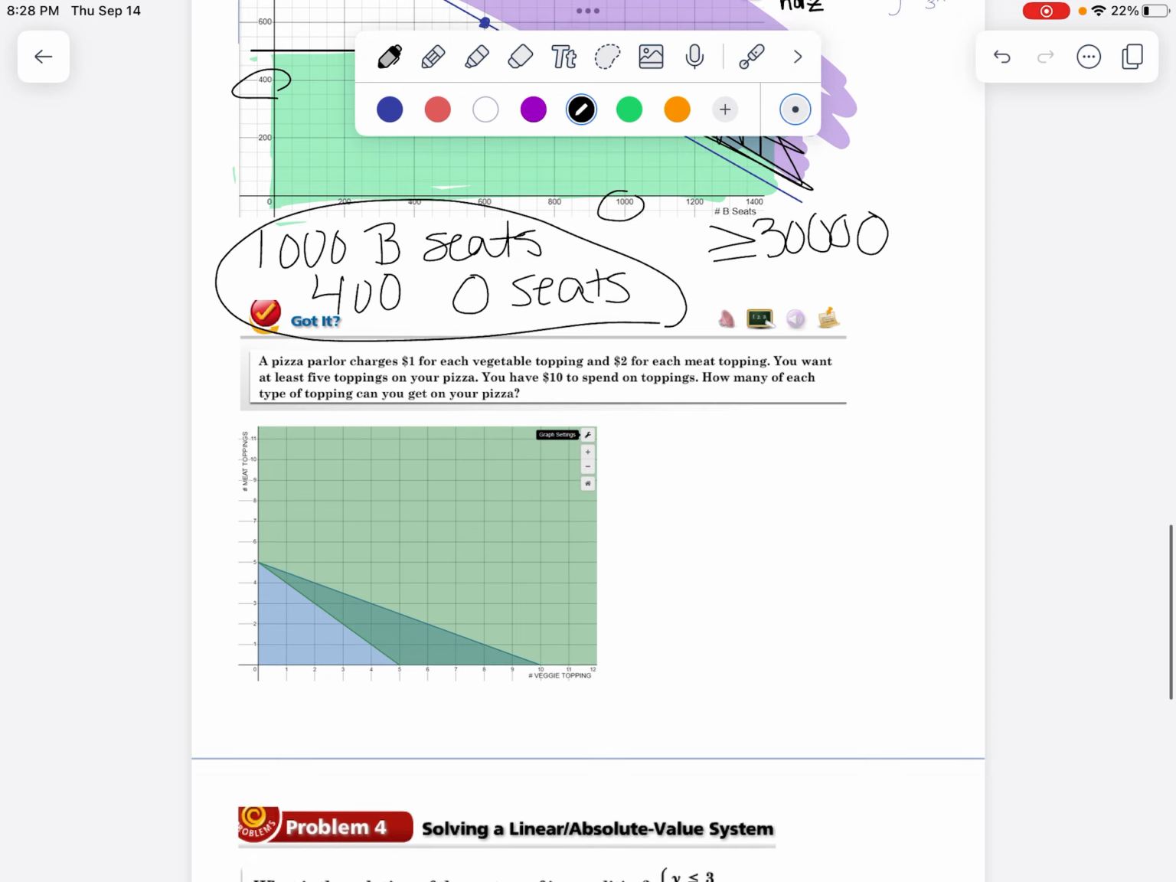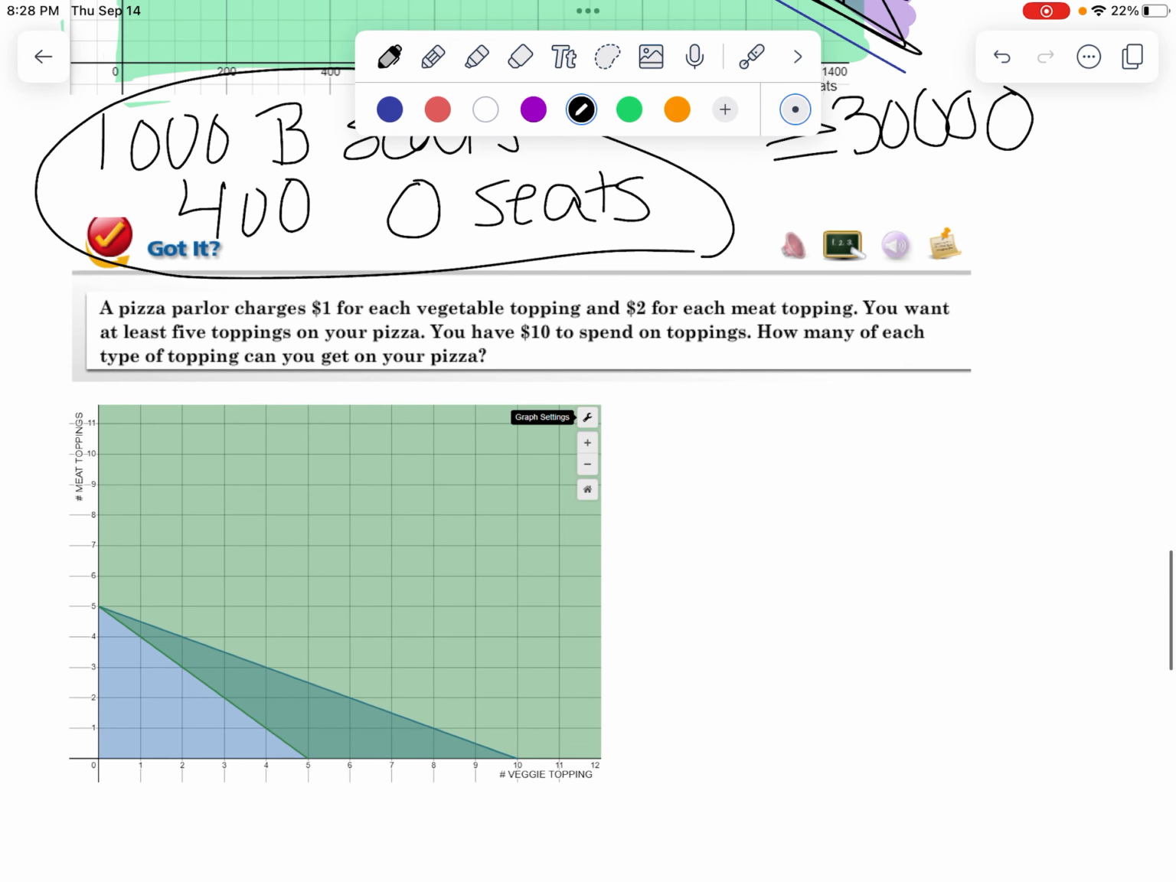Now this Got It problem, what I wanted to do here is, yes, I do expect that you should be able to make the graph, but what I'm not sure you could do is make the equations without me. So that's what I'm going to do, is I'm going to make the equations.